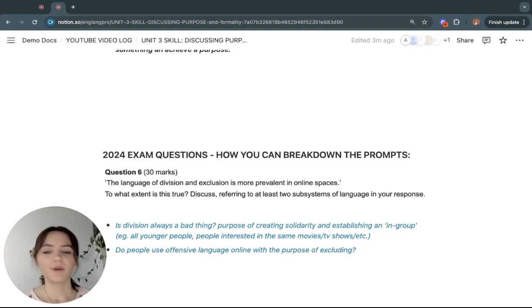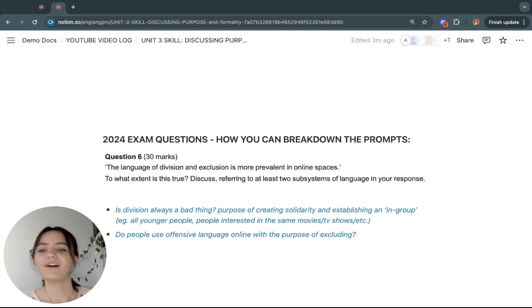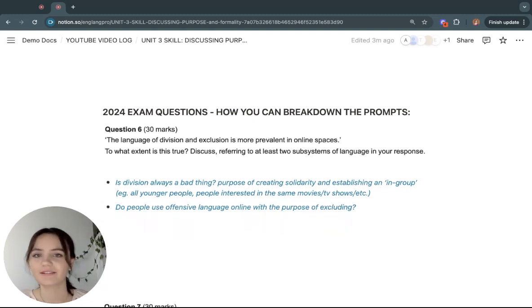So we open up our paper. This is the 2024 sample exam. What is the first question we look at? If you're anything like me, this actually will be the first question because you'll turn straight to the back. And here, with our essay section, the first question is, the language of division and exclusion is more prevalent in online spaces.